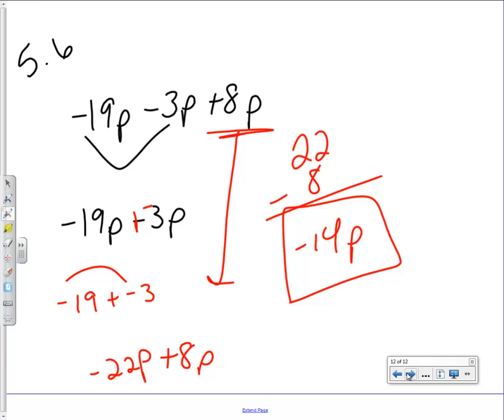Okay. I owed somebody $19. I owed them $3 more. I owe someone now $22. I got $8. I gave that money to them, and now I owe someone $14. Okay, that's what we're dealing with. We're talking about positives and negatives, so that's debts and credits.